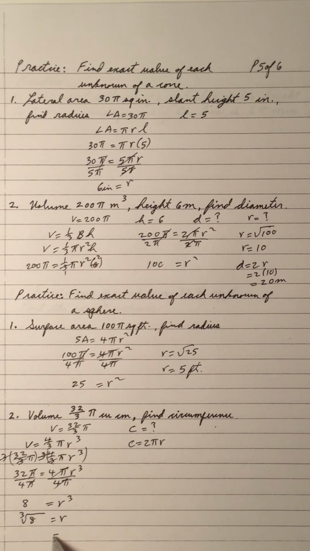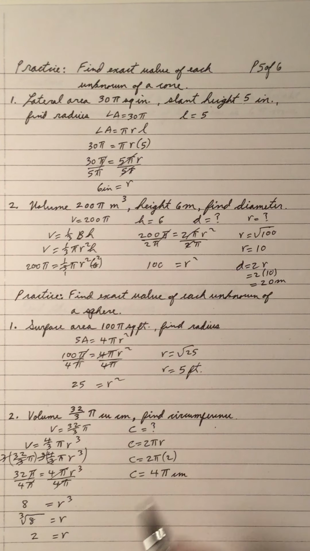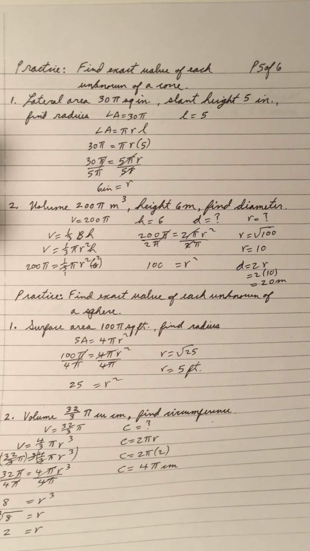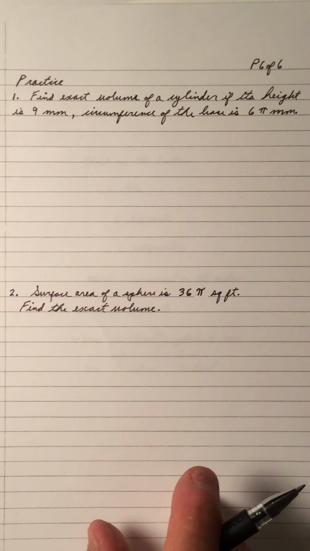Now we need to get the circumference. The radius is 2, so the circumference is 4 pi, 2 times 2. And again, we're dealing with the exact values. The units are centimeters, since it's a circumference length, so it's 4 pi centimeters. Twisting the problem, making them different, helps you understand by working them out.